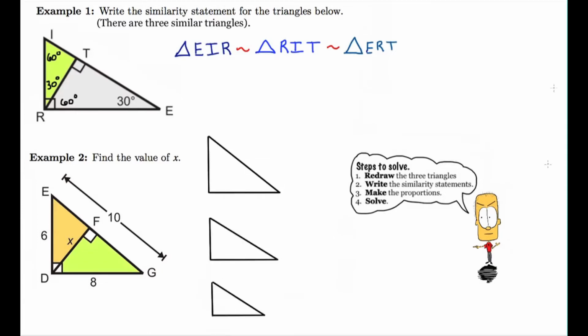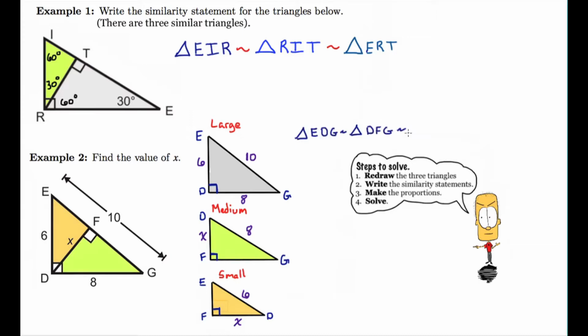So in example 2, find the value of x, which is the altitude of the large triangle. I'm going to redraw the triangles. The large one's going to be gray, the medium's going to be green, and the small one orange. Label all the vertices and all the sides that we know. Take a minute and do this. Once you have this done, we're going to write the similarity statement. I can write triangle EDG, the large one, is similar to triangle DFG, the medium, is similar to triangle EFD, the small.